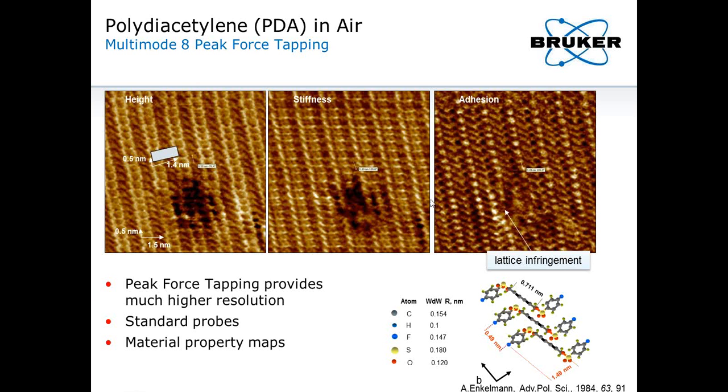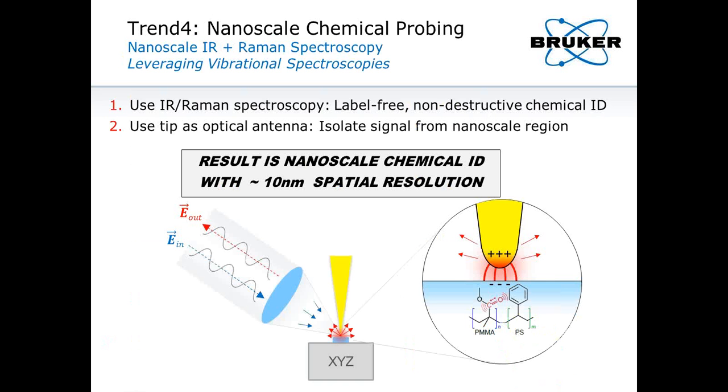Here, another example to show polydiacetylene, and you can see the molecular structure there. In addition to the topography, again with PeakForce Tapping mode, you can see the mechanical properties, the stiffness, and the adhesion there. Again, with a high resolution.